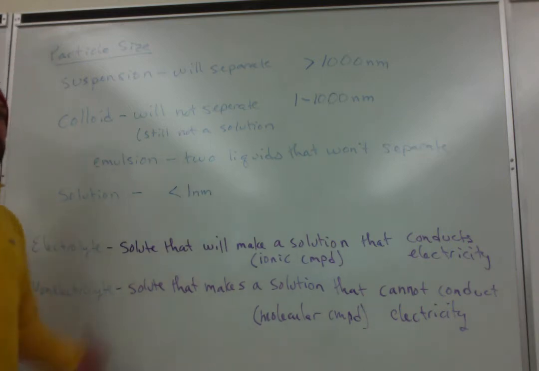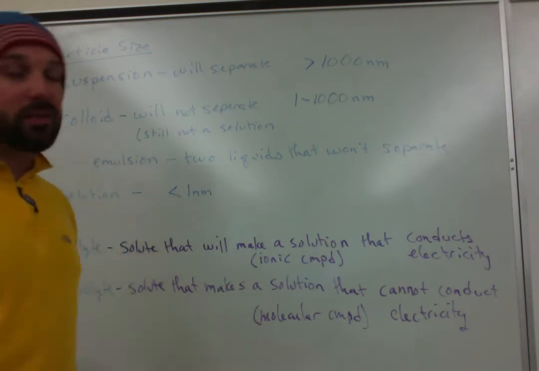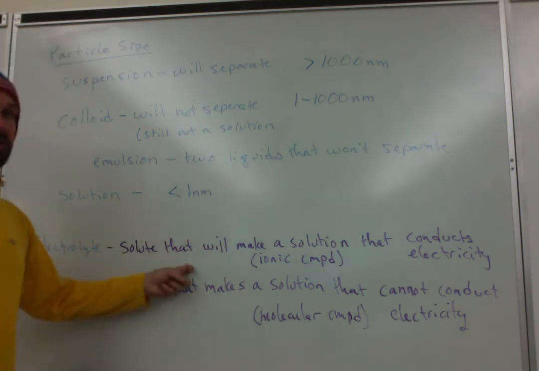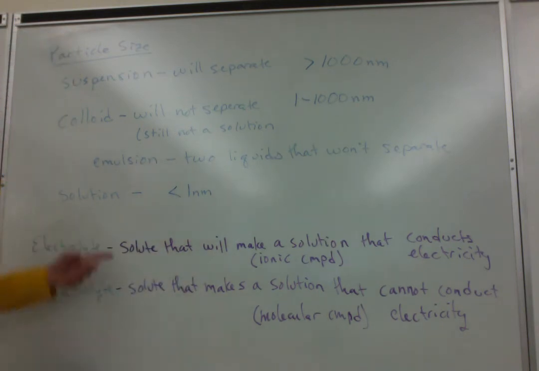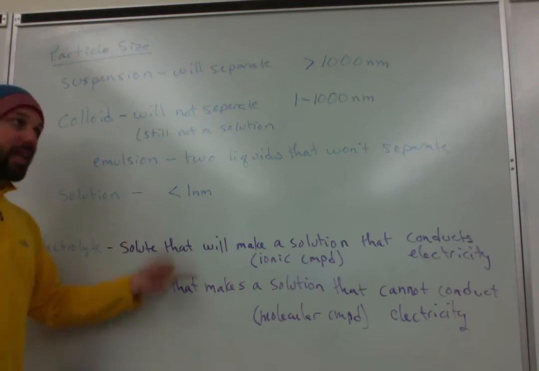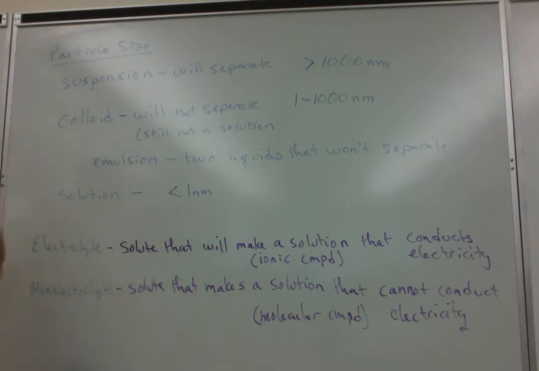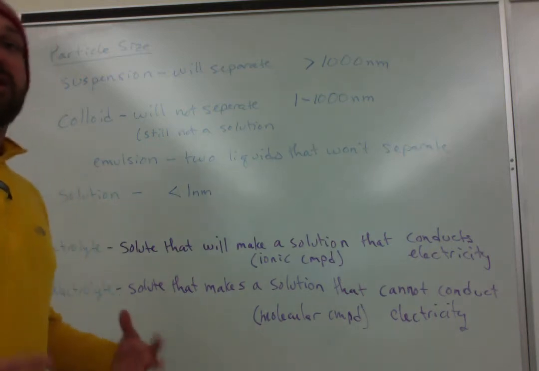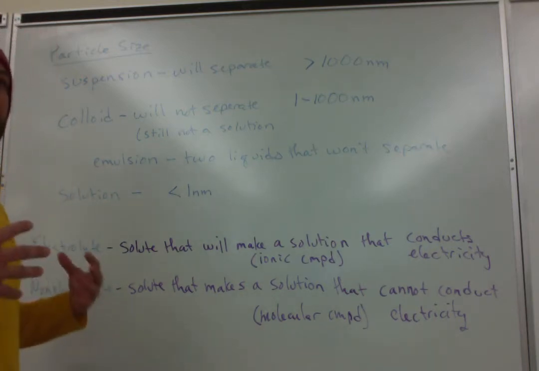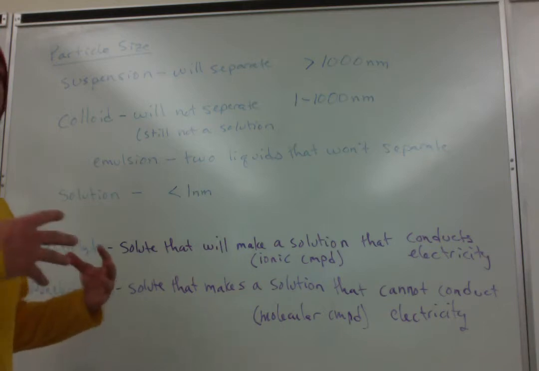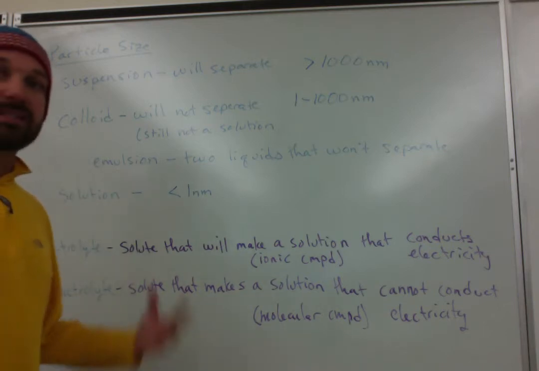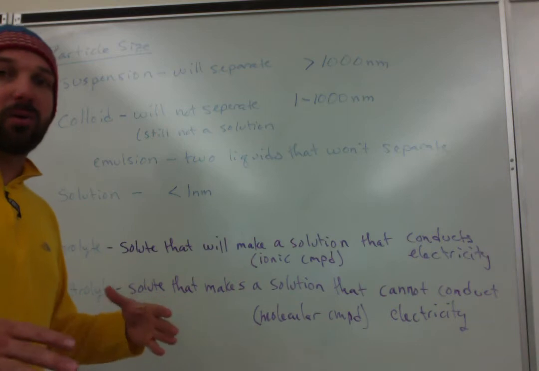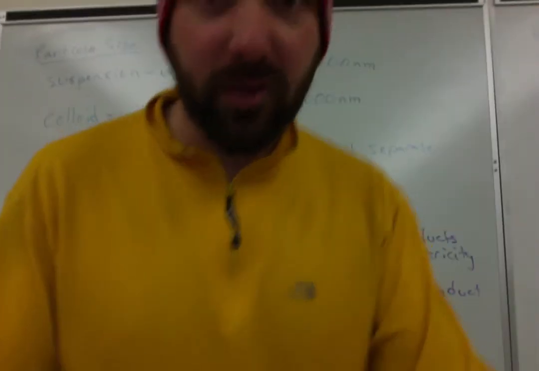A sugar solution versus a table salt solution. A table salt solution is an electrolyte. Salt is the electrolyte. That is a solution that can conduct electricity. Sugar dissolved in water is an example of a non-electrolyte because sugar is a molecule that doesn't have a charge when it's dissolved. It stays as the sugar molecule. All right, you got that?